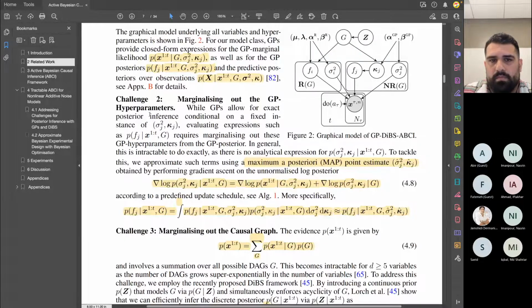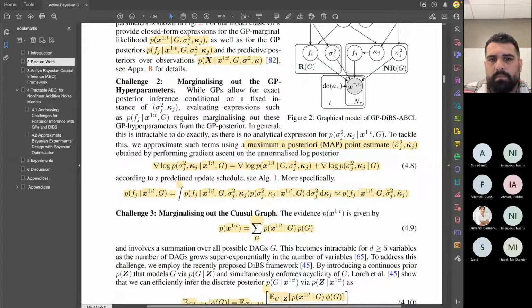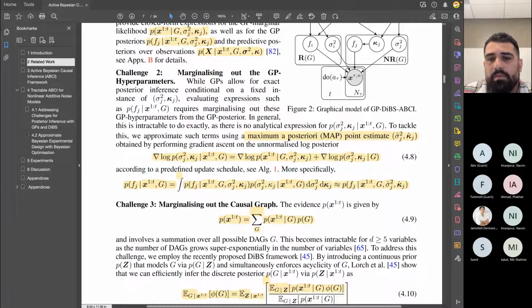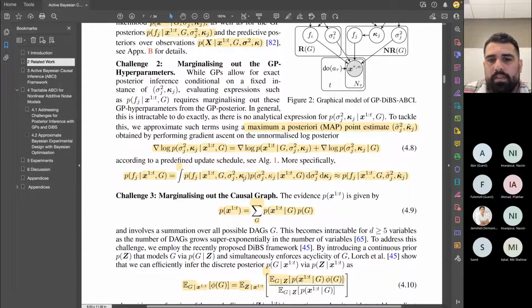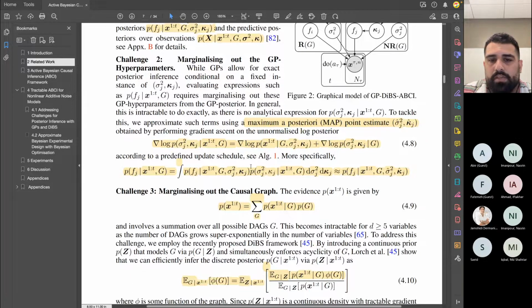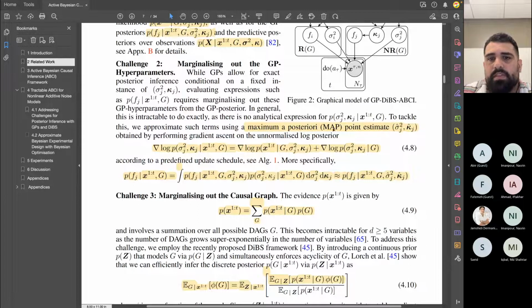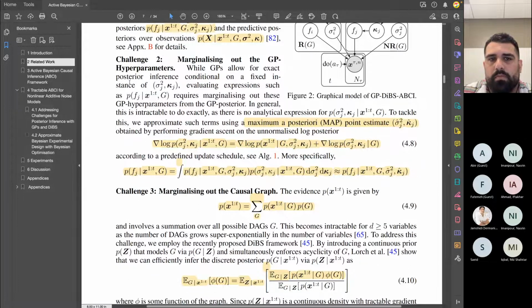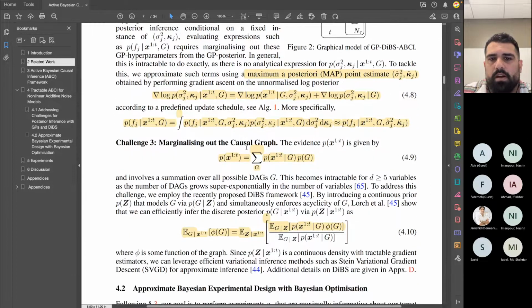So basically, they mentioned that it was intractable for that integral to be performed for the hyperparameters of the Gaussian process model, and in order to solve that, they used a maximum a posteriori, or MAP, point estimate approach. So this is how they have the formula for that, and they have the distribution here for that as well. So this is the method they use to solve the problem of marginalizing the hyperparameters.